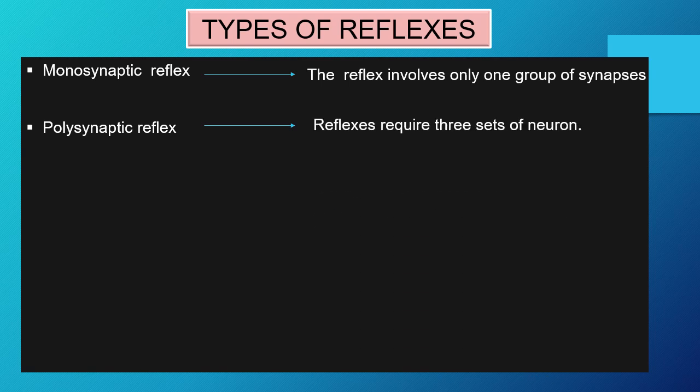Polysynaptic reflex. Withdrawal reflexes are polysynaptic. Such reflexes require participation of three sets of neurons. Suppose we accidentally placed our hand on a hot stove. Almost instantly, and before we became consciously aware of the pain, we jerk our hands away.